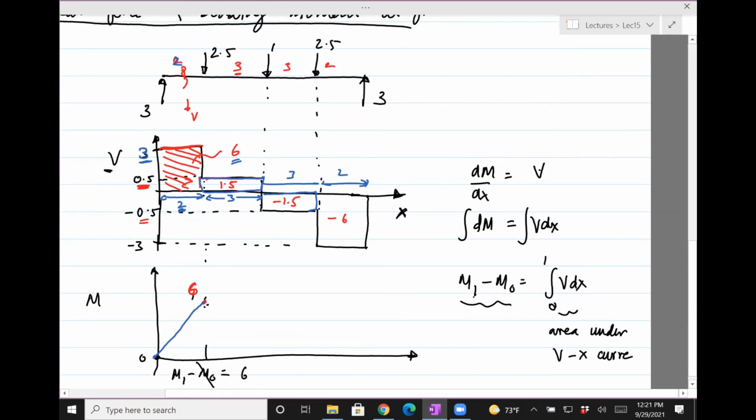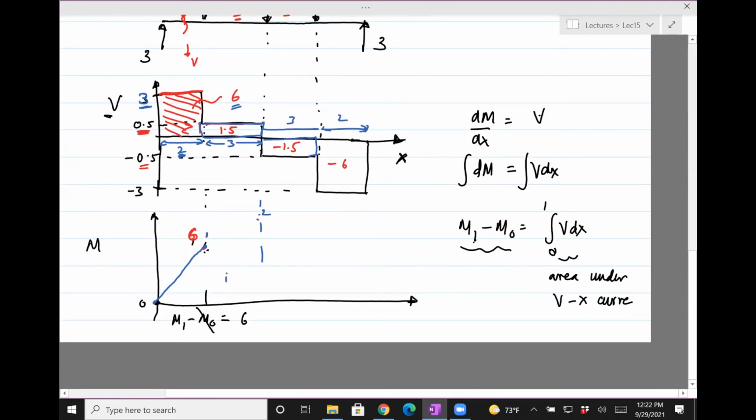Okay. So that's 6. Now go to the next point. If this is 1 and this point is 2, then we can say that M2 minus M1 equals the area under that rectangle, which is 1.5. But M1 is 6. So M2 has to be 6 plus 1.5, so it's 7.5.